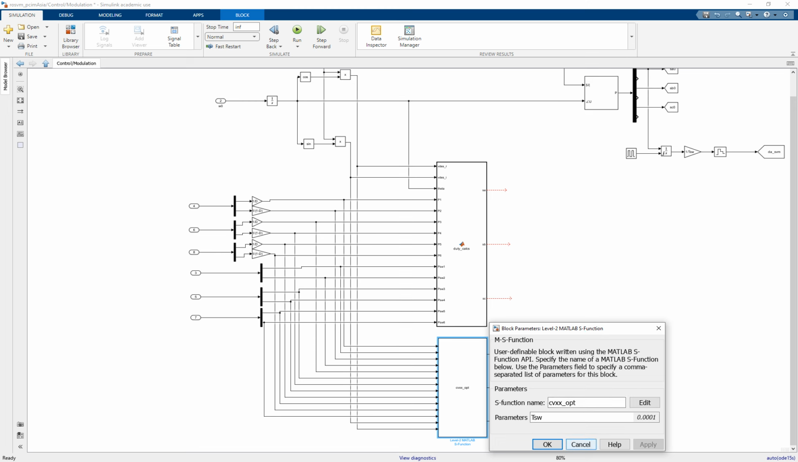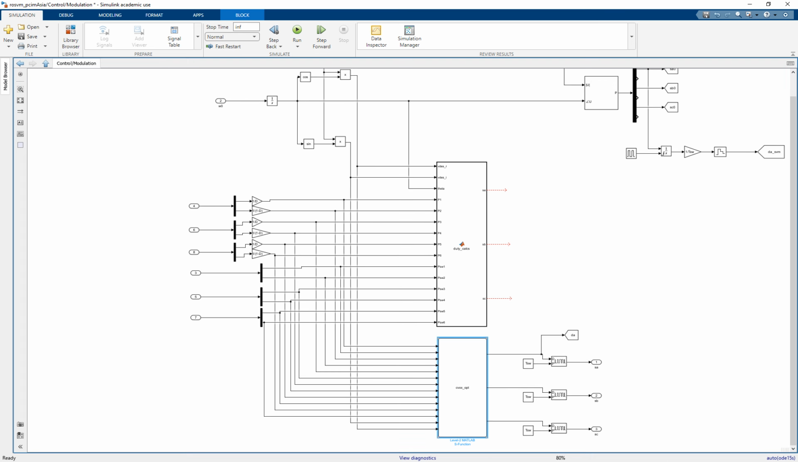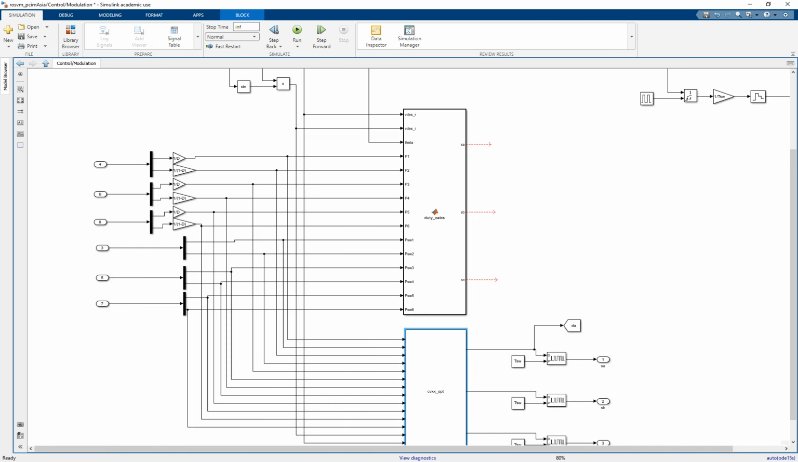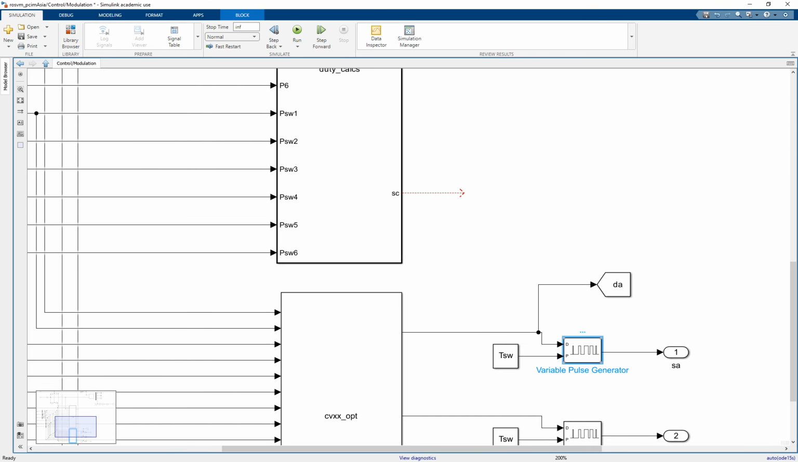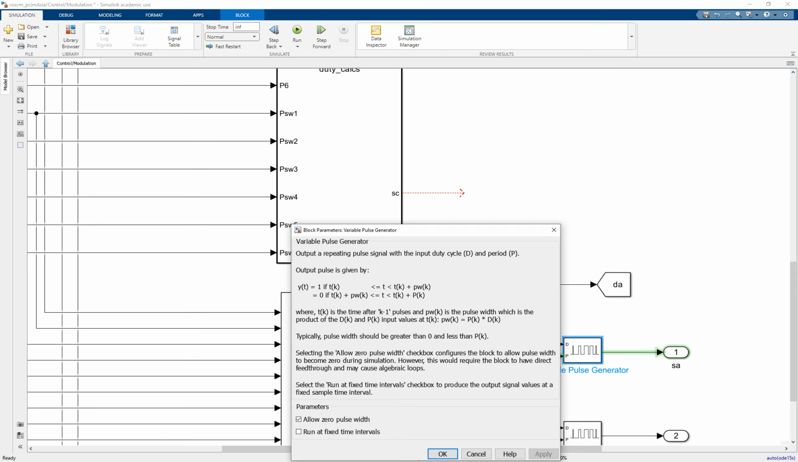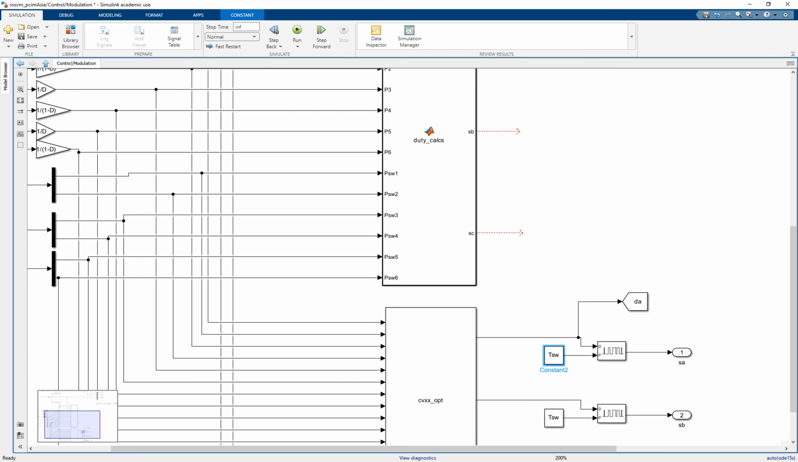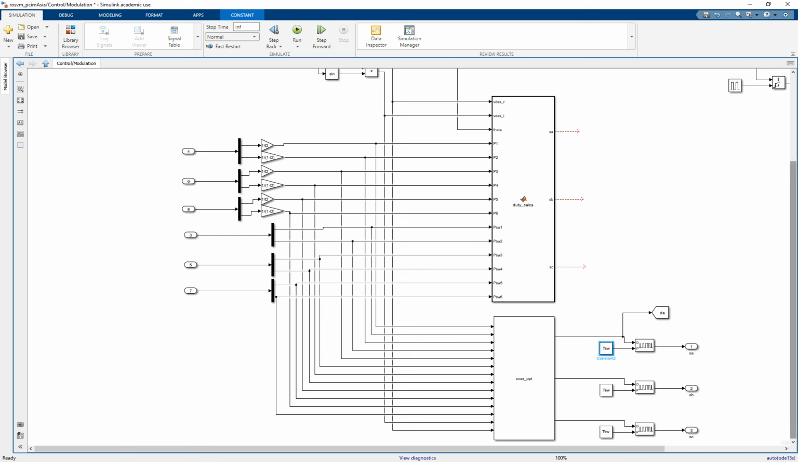And inside, I'm using an optimization solver called CVXGEN. I will put the link in the description on how to use that in MATLAB. This was developed by Stanford. It's quite fast and can quickly solve small QP problems. Through that optimization, I determine the duty cycles such that the overall thermal stress is minimized. These duty cycles are then applied to this variable pulse generator, given the duty cycle and also the constant switching period, which then are applied to the main system.